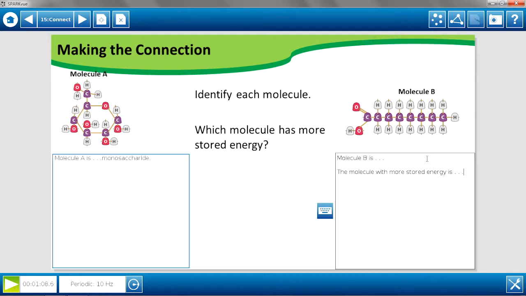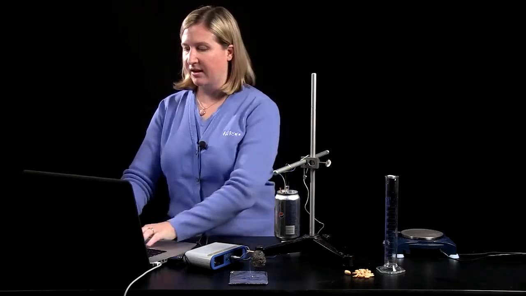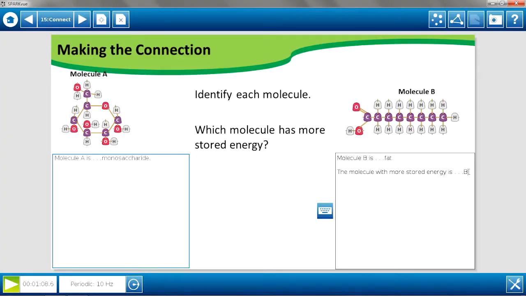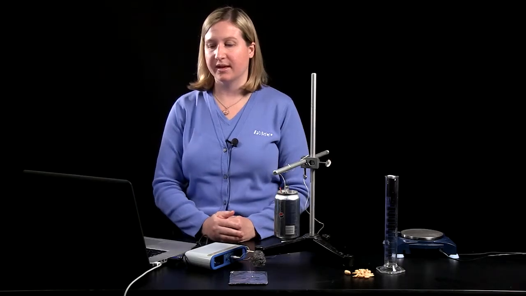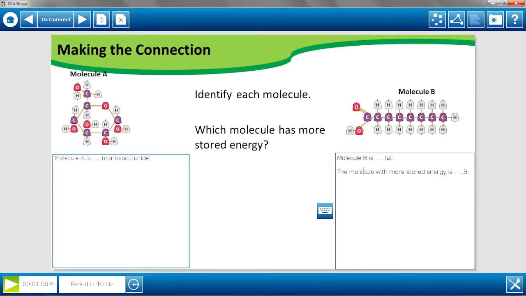Then you can ask them to identify molecule B. Hopefully they would recognize that this is a fat, or at least part of a fat, like a fatty acid chain to a triglyceride. And you can ask them to think about which of these two molecules would contain more energy within their structures. And the answer here is molecule B. The large number of carbon-hydrogen bonds within a fat stores a large amount of energy, much more than the amount present in a carbohydrate or the amino acids of proteins.